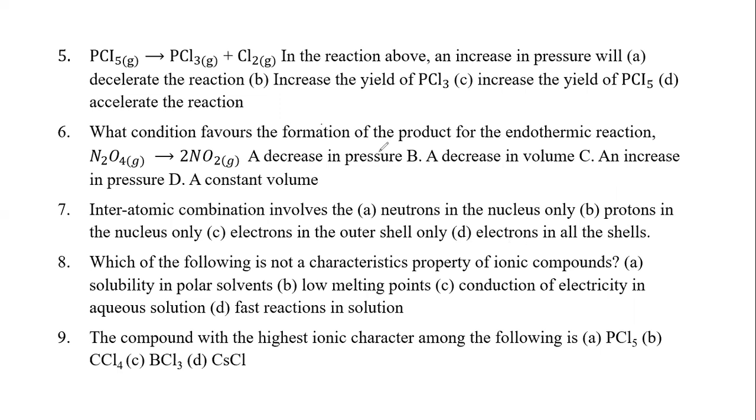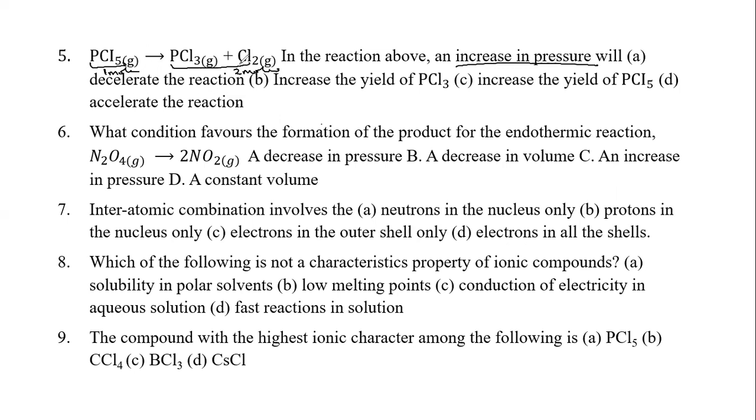Question number 5. In the reaction above, an increase in pressure will favor the side with lower mole of gas, because here is higher pressure. You go and look for the side with lower mole of gas. When you look at this side, here is 1 mole plus 1 mole, making a total of 2 moles of gases. Here is 1 mole. So 1 mole here.